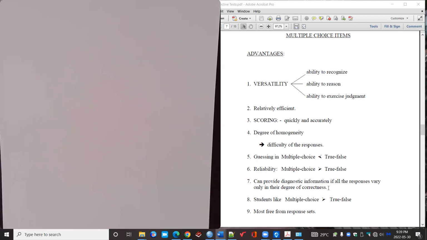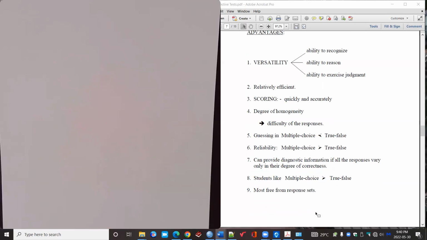Students prefer multiple choice more than true false in general. I mean, all those who have entered into formal operation prefer multiple choice more than true false. And of course, multiple choice is most free from response set, right? In true false, you could have true all the way down, is that right? But in multiple choice, examinees are less likely to do that.